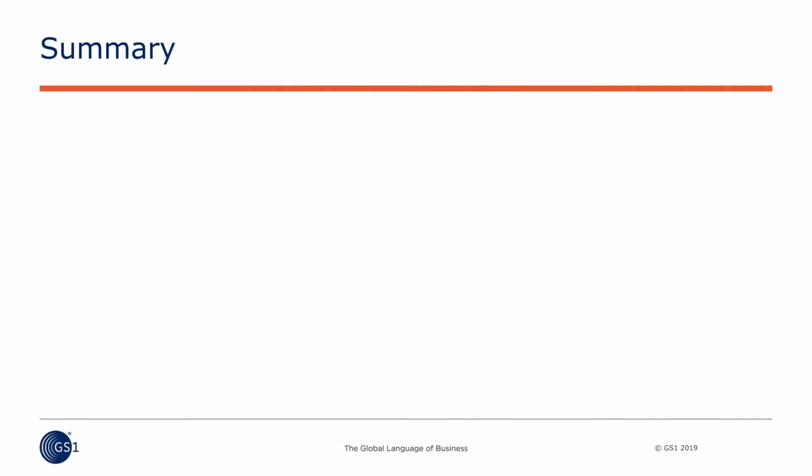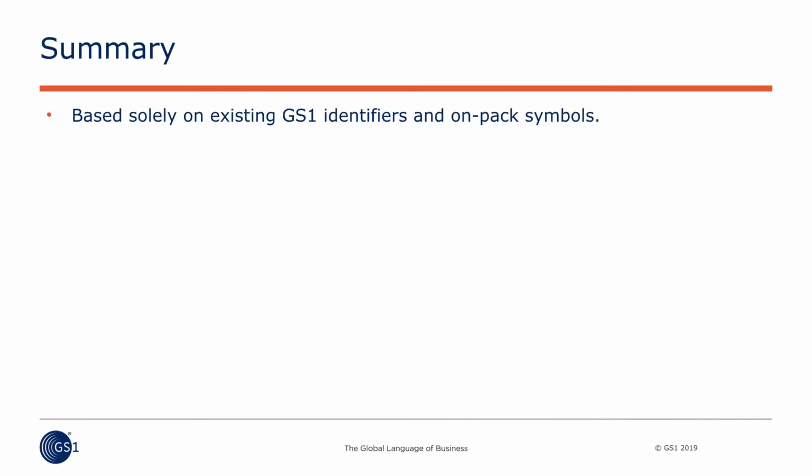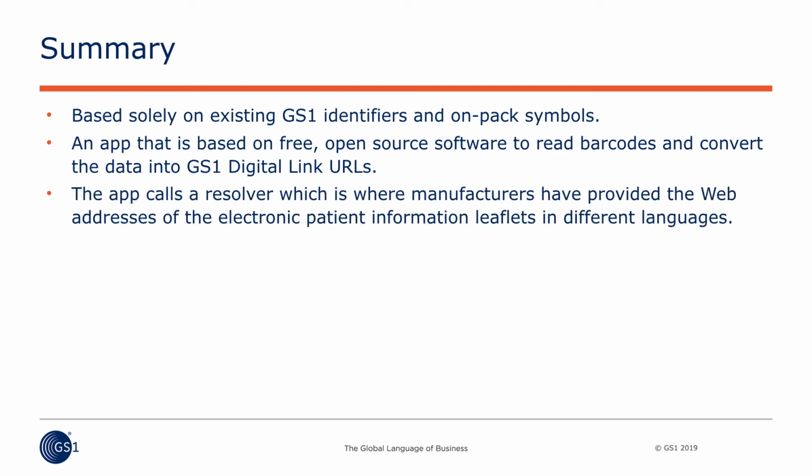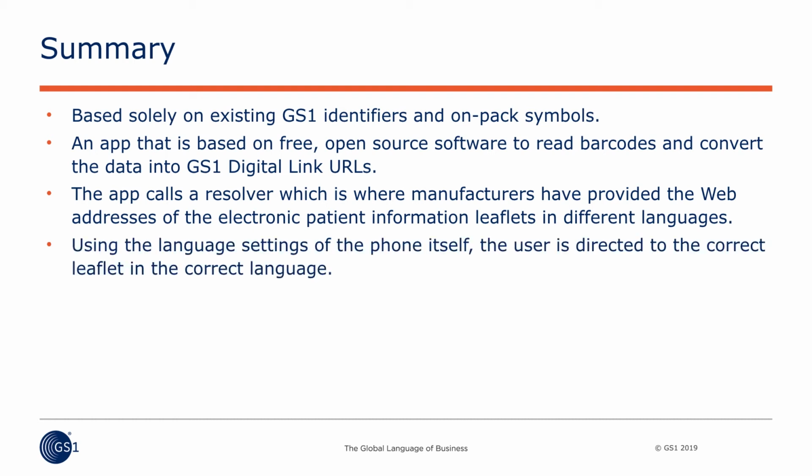So what have we seen? We've seen a system based solely on existing GS1 identifiers and on-pack symbols. We've seen an app that is based on free, open-source software to read barcodes and convert the data into GS1 digital link URLs. We've seen that the app calls a resolver, which is where manufacturers have provided the web addresses of the electronic patient information leaflets in different languages. Using the language settings of the phone itself, the user is directed to the correct leaflet in the correct language.